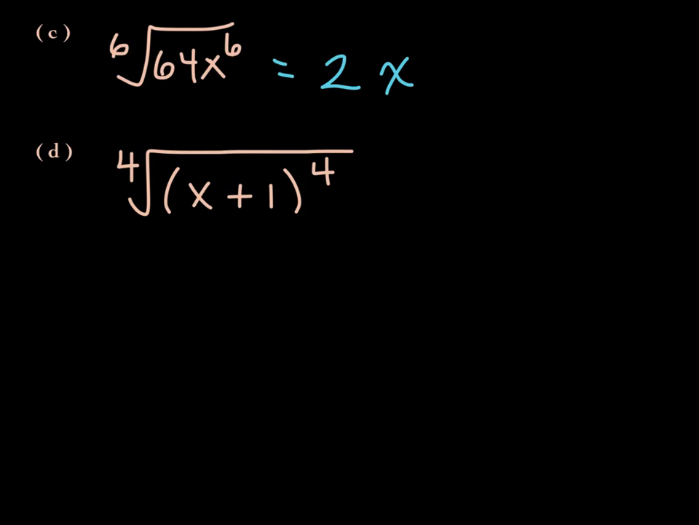All right, the next one. Actually, you know what? I forgot to mention in the previous example that we're assuming that x here is positive, okay? We're assuming that x is positive. Why do I say that?